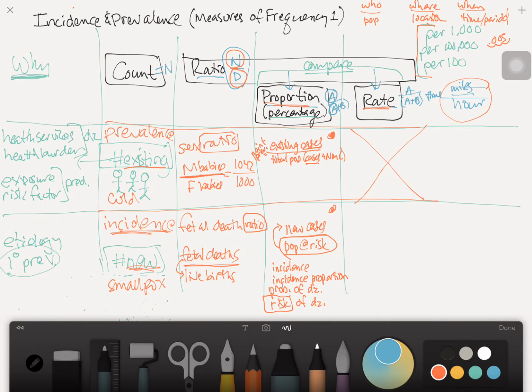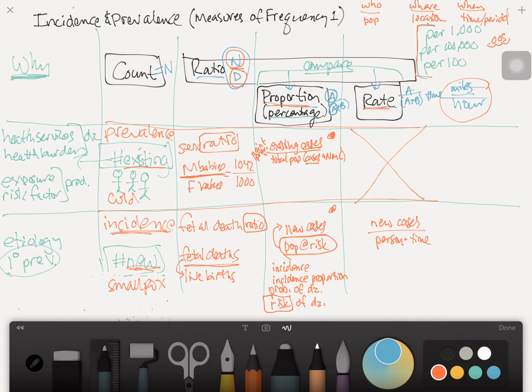So the main thing that we're going to do with rate is going to be an incidence rate. And so I'll put the definition here: the number of new cases divided by what we call person time.